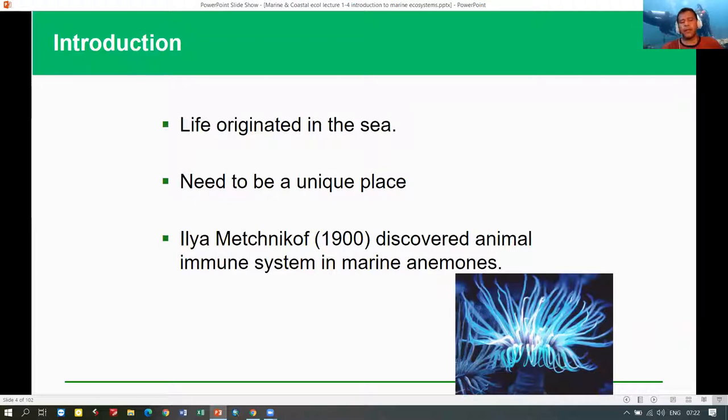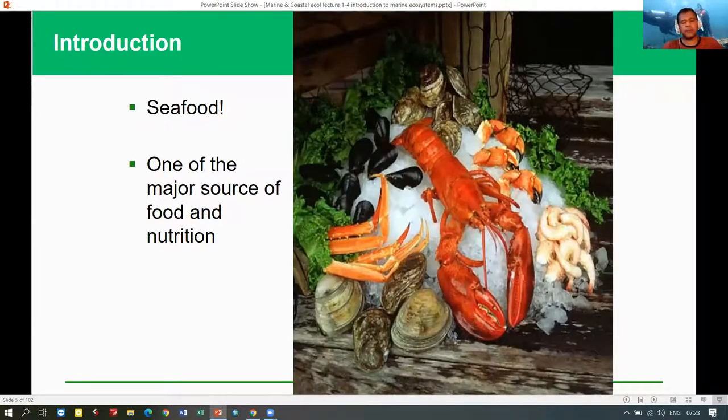And many discoveries have come from the marine environment, in particular in 1900, the animal immune system was discovered among marine animals. Likewise, there are so many new discoveries that come from the marine environment. But that is not only for us. When we look at the nutritional aspects, seafood is one of the main concerns that we need to consider when we're talking about the marine environment.